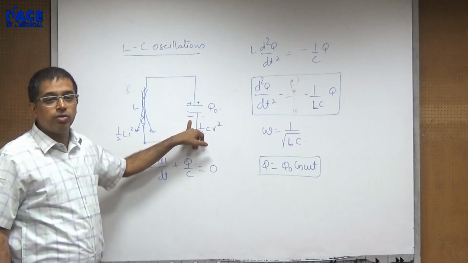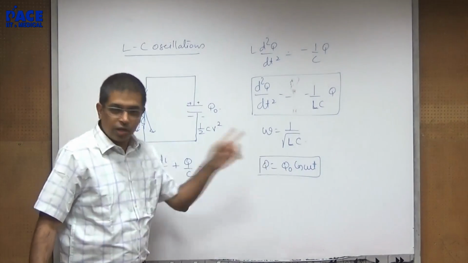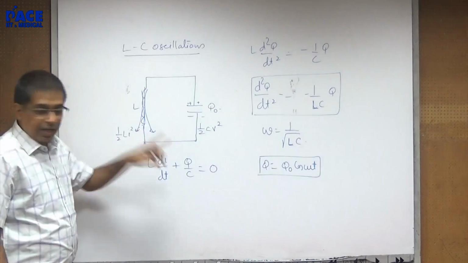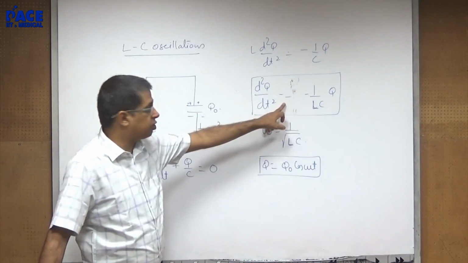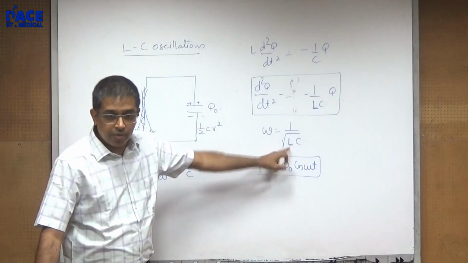At time t equal to 0 I have got charge. So at time t equal to 0 I want Q naught. I don't want 0. I am not starting with current here. Hence Q equal to Q naught cos omega t is the solution for this. Value of omega will be 1 by root LC.